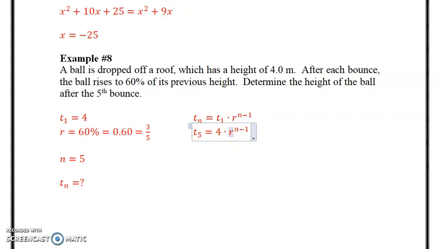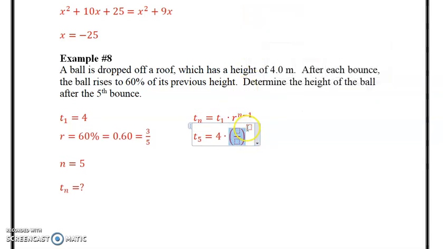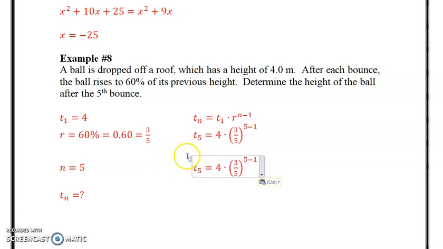The R value in this case is going to be 3 over 5. Oh, sorry. I'm going to take my brackets, which are important. All right, and that's going to have a fraction in the brackets, and that's all going to be raised to the power of 5 minus 1. And it's 60%, which is the same as 3/5. All right, now we're going to solve for the 5th bounce. So 5 minus 1 is 4.